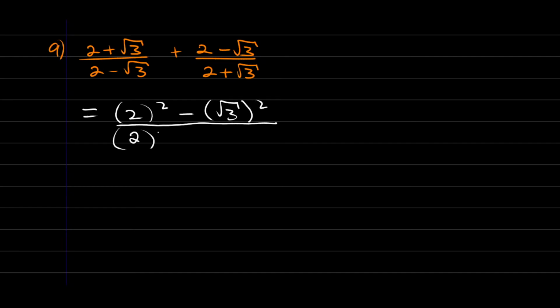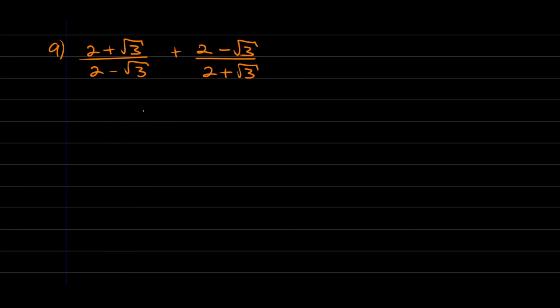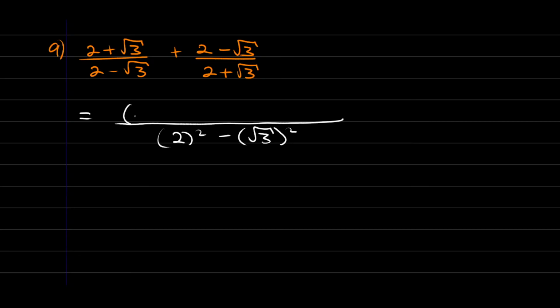2 squared minus, oopsie, hold on. This is not multiply, this is addition. Almost made a mistake. All right, let's go and do this again. So we're going to have here 2 squared minus root of 3 squared. That's the denominator. And this one here is going to be 2 plus root of 3 squared plus, and we're going to same thing, 2 minus root of 3 squared.